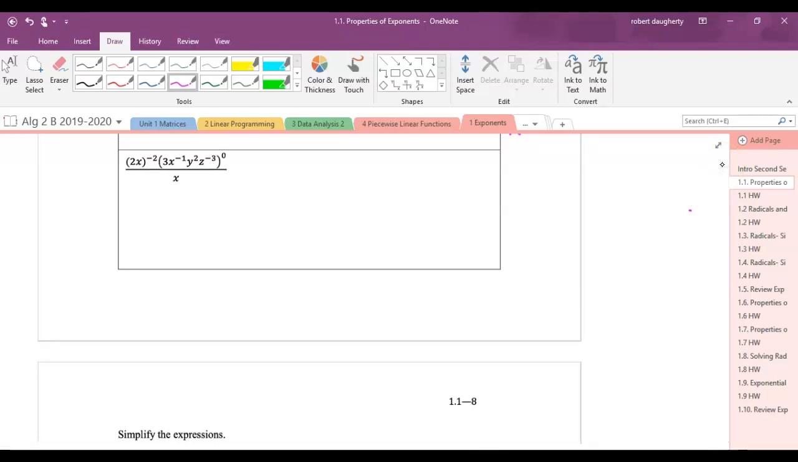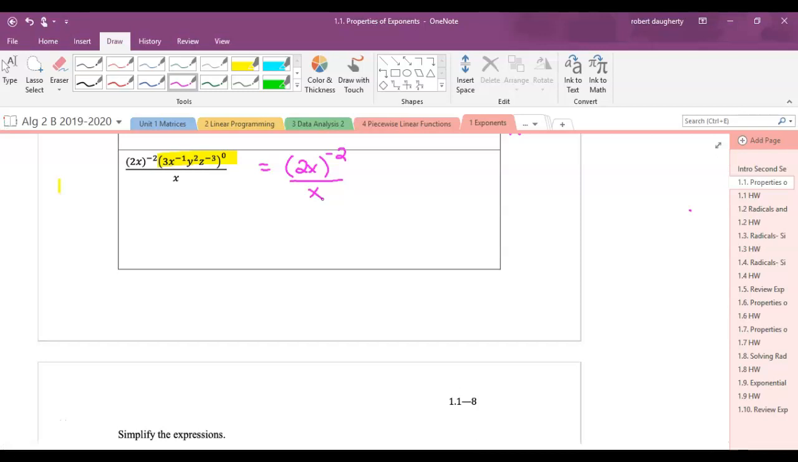Now, look at this one. Looks pretty complicated, but this one gets easy in a hurry. What is that big, ugly thing raised to the 0 power? It is 1, okay? So don't spend a whole lot of time working on this. This expression right here that I'm going to highlight, that's just an ugly way of writing the number 1. I've got something raised to the 0 power. So this turns into 2x to the negative 2 over x. Does that look a whole lot easier?